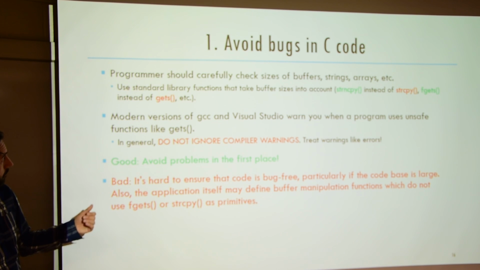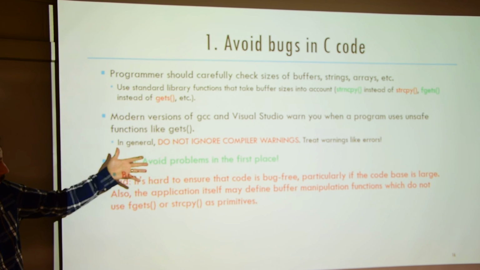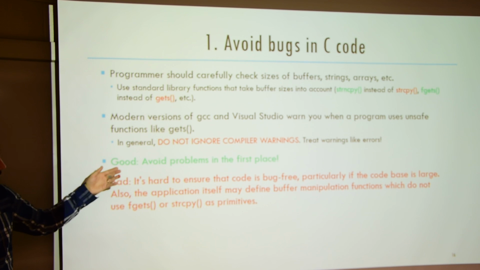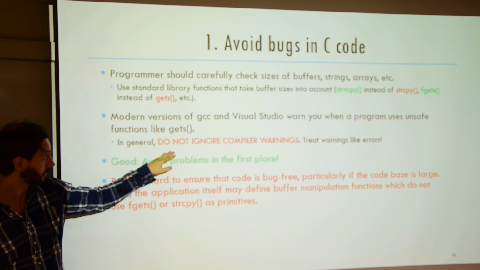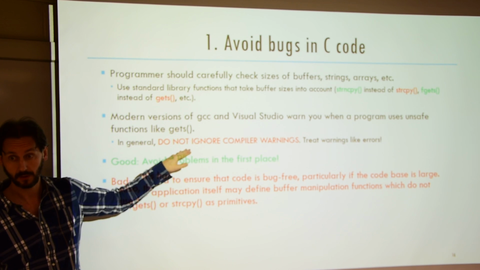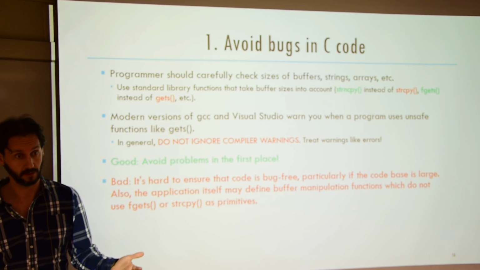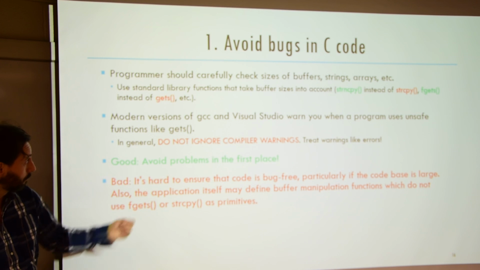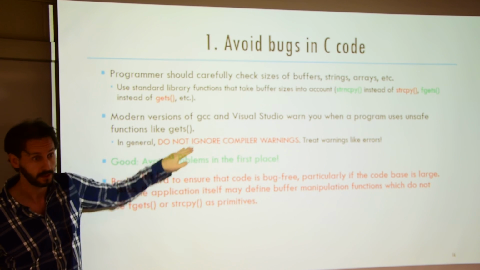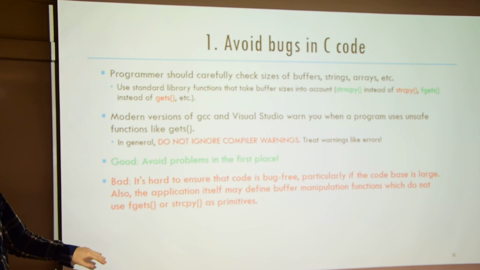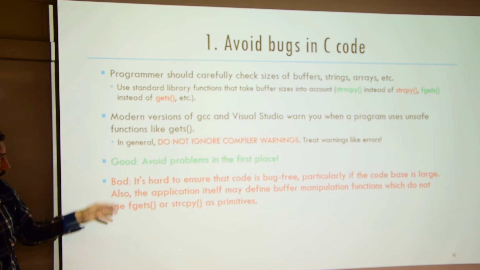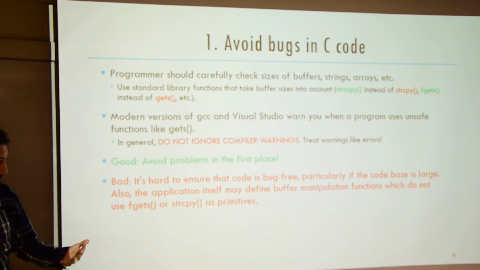And modern versions warn you when a program uses unsafe functions, which is great. So what you definitely should not do is ignore compiler warnings, because your program can still run properly, but you want to make sure that you deal with those with respect to security issues. So deal with those warnings. It's good to avoid problems in the first place if you're very careful, of course, if you can really do that, but it's a pretty hard task.